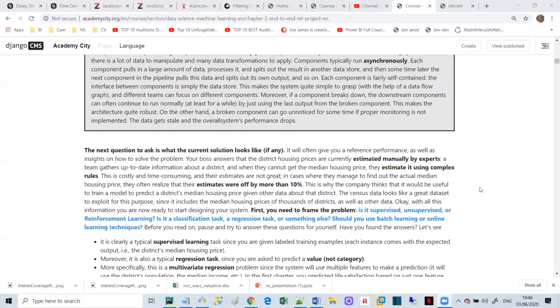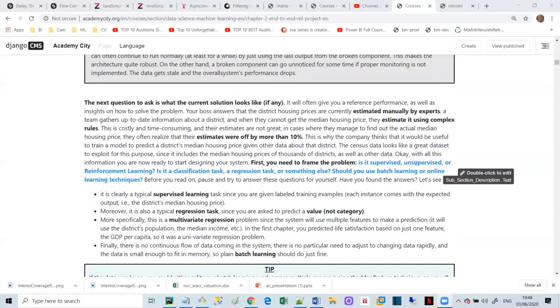Now, the next question is what the current solutions look like, if any, okay? As I mentioned before, I'm asking all those questions to know what I'm going to do and to do it the best. So one thing I ask, what is it going to be used for? Second thing, or in fact, it should be even first, what is the situation today? How are you guys doing it today? How do you estimate the prices in a specific district?